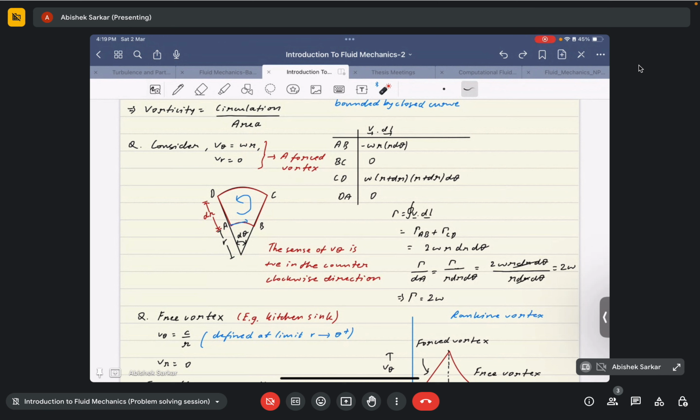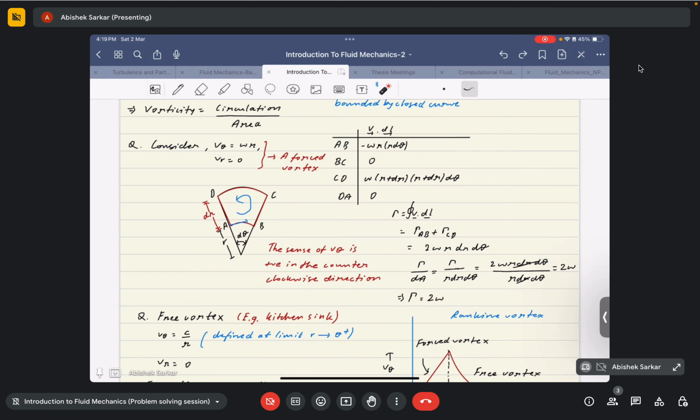So since the radial distance from the origin here is r plus dr, the angular velocity will also change accordingly. So we would have the velocity as omega (r plus dr), and the arc length would again change, and would be equal to (r plus dr) d theta. Okay, and similarly the circulation along DA would be 0. Why? Because the radial component is 0 and the angular component is perpendicular to the line element. That's why the net product of v dot dl will be equal to 0.